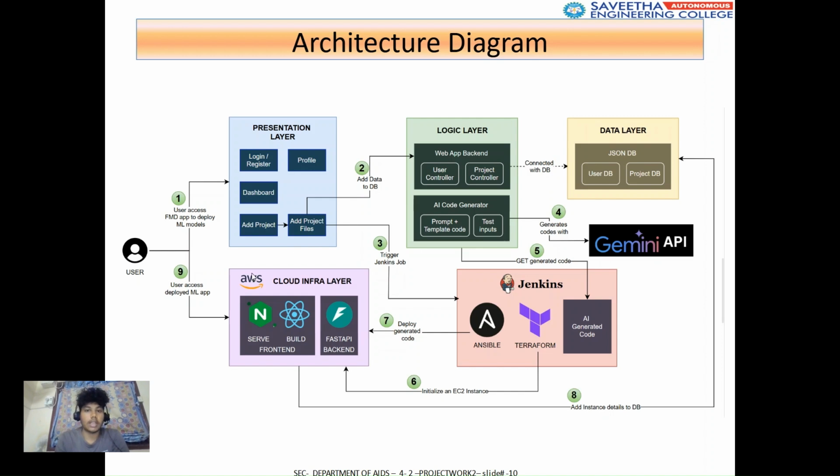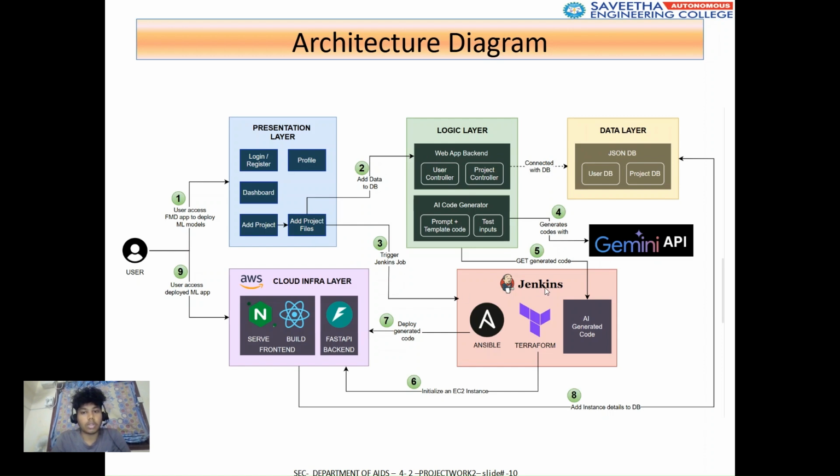So this is our architecture diagram. Here we can see that the user logs into a particular website. This is the presentation layer where they can log in and add their project. Once the project files are added, the data is added to the DB through the backend layer, and it will trigger a Jenkins job.